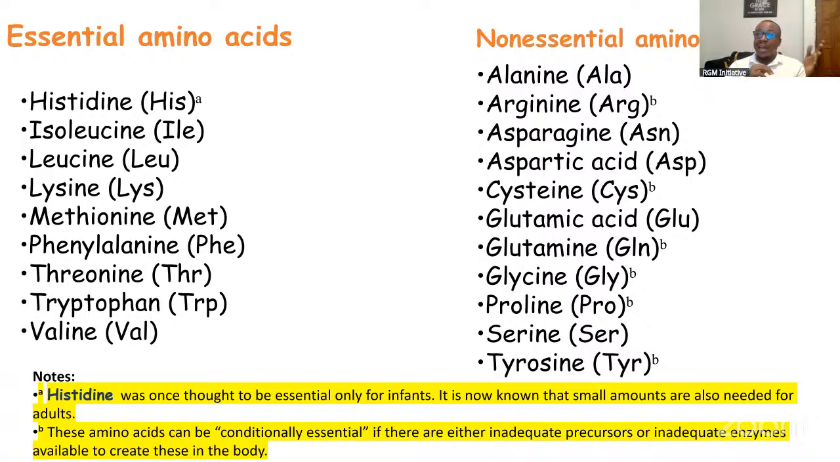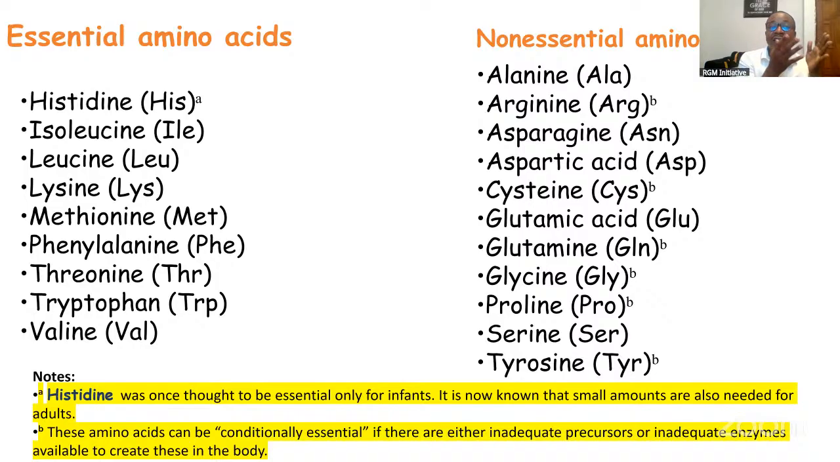So the essential and the non-essential. We have histidine. You can see the superscript A. The superscript A tells you it is conditional. It's actually essential for some persons, like for infants. It's an essential amino acid.